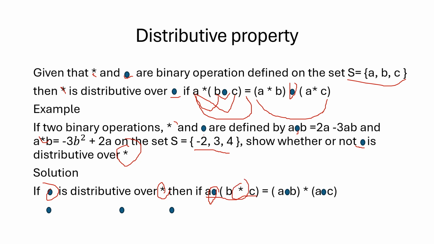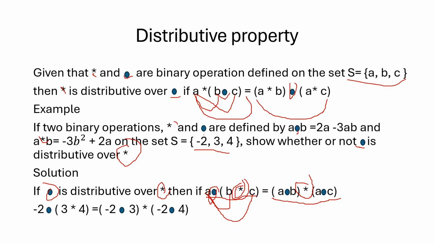Which will be equal to, so we distribute the A over whatever is in the bracket. So A will be operated on by the dot on B, and then that same A will be operated on by the dot on C, as written on the right hand side, right? So you realize that when you do that, the binary operation star is left out, so you operate it on both brackets. So let's continue.